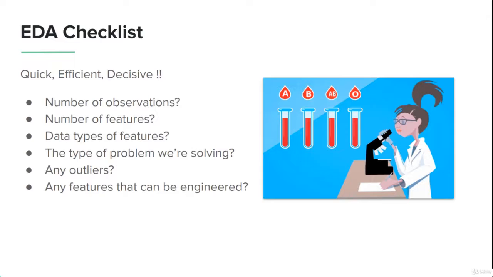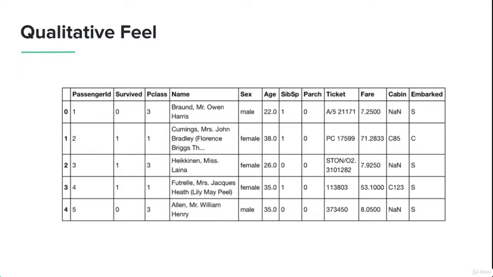Outliers are important because they can mess up your training and your learning process, as we will see later on, since certain algorithms are not very robust to outliers, and outliers can highly affect the performance and accuracy of those algorithms. So when you get the data set, the first thing you need to do is get a qualitative feel of the data.